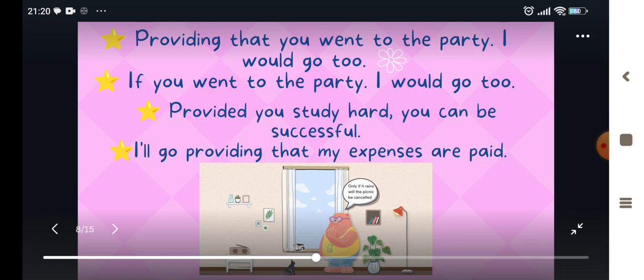Providing that you went to the party, I would go too. If you went to the party, I would go too. Provided you study hard, you can be successful. I will go providing that my expenses are paid. In this case, providing has the meaning of if.